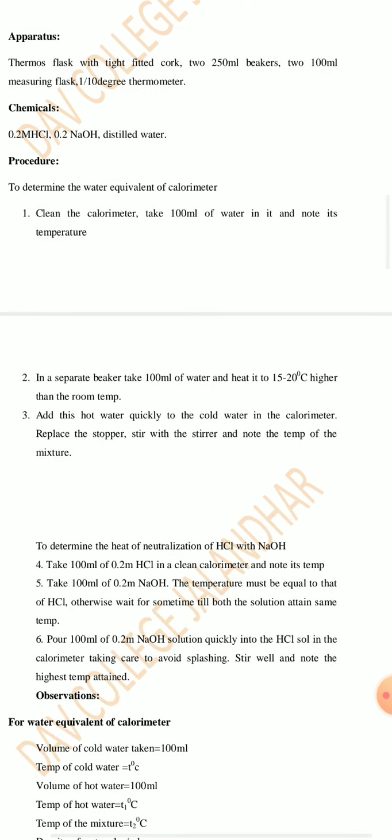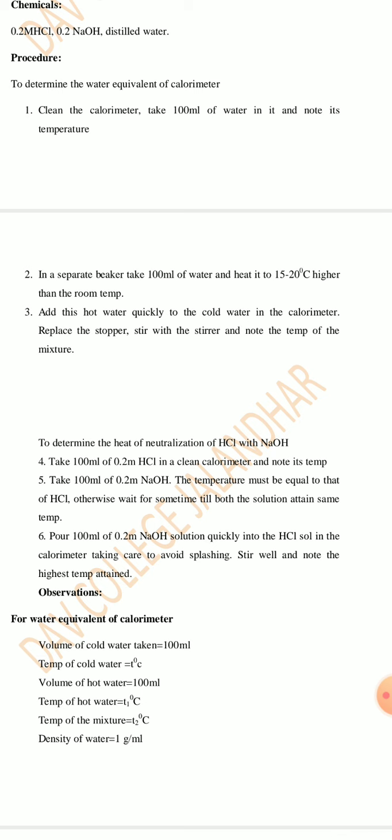Second, in a separate beaker, take 100 ml of water and heat it to 15 to 20 degrees Celsius higher than the room temperature. Add the hot water quickly to the cold water in the calorimeter. Replace the stopper and stirrer, and note the temperature of the mixture.